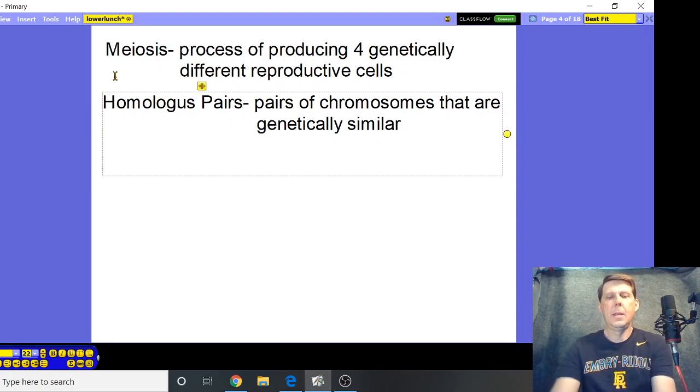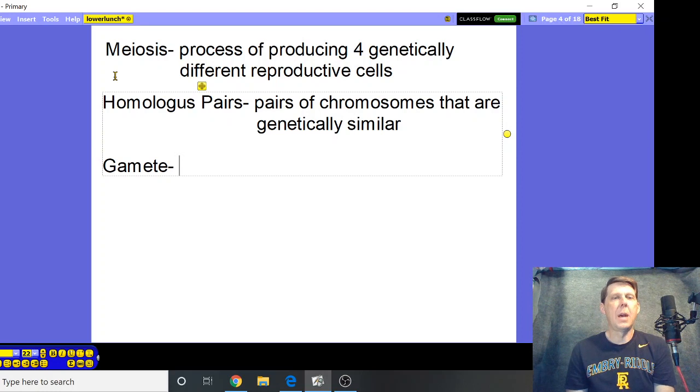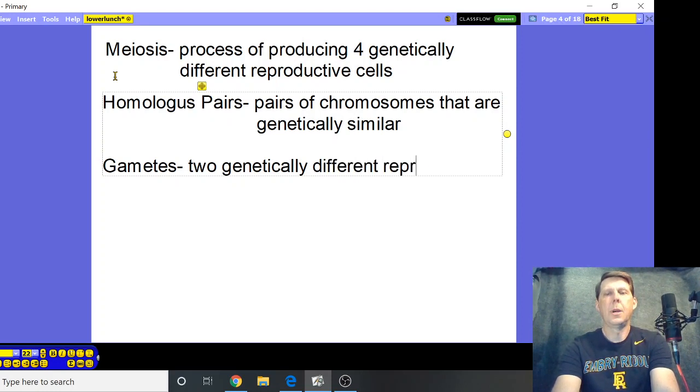And yesterday, a gamete, that was at the end of cytokinesis 1, the first time it happened, you end up with 2 gametes, and those are 2 separate cells. In mitosis, we call them 2 daughter cells. When they split and went apart, they were genetically identical daughter cells. Those gametes are not. Gametes are 2 genetically different reproductive cells.